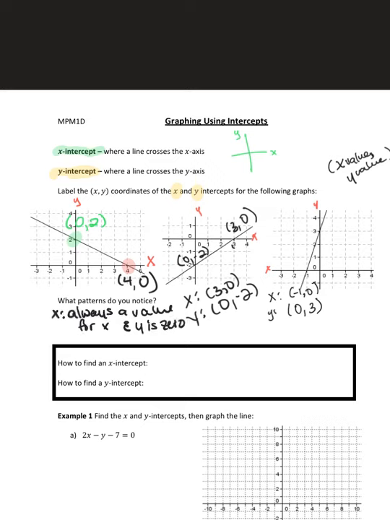Okay, so y is always 0 there. For your y-intercept, what do you notice? Well, kind of the same thing. If I'm looking here, my x is 0, but my y for my y-intercept always has a value. So the opposite letter for what I'm trying to find is usually 0.